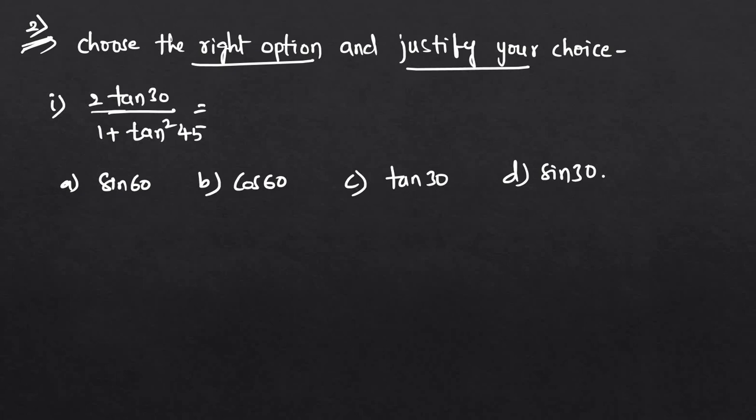So we'll do here only 2 into tan 30 is equal to how much will come? Tan 30 is equal to how much? 1 by root 3. 2 into 1 by root 3 and divided by 1 plus tan square 45. So tan 45 is equal to how much? 1. So 1 square will come here. So this will become 2 by root 3 and divided by 2.